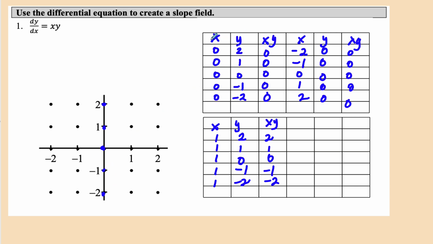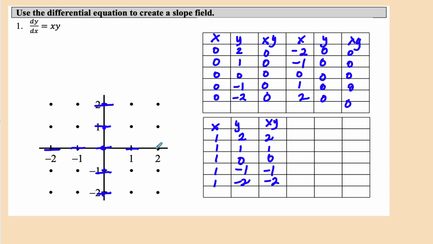We're going to take the x and y values and multiply them. In each case, the answer will be 0. So our little tangent line will be a horizontal line. So I'm going to draw a little horizontal line. And this will be true when y is equal to 0 as well. When y is equal to 0, it doesn't matter what x is, the product will be 0. So all of these will be 0 as well.